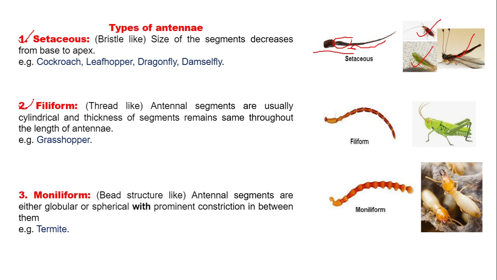Filiform antennae are thread-like antennae. In filiform antennae, the antennal segments are usually cylindrical and the thickness of segments remains the same throughout the length of the antenna. This filiform antenna is found in grasshoppers.